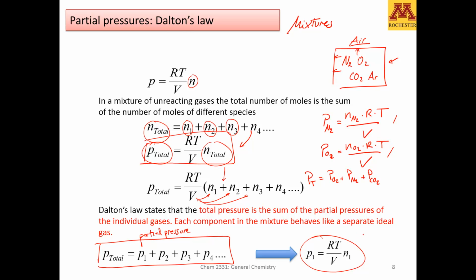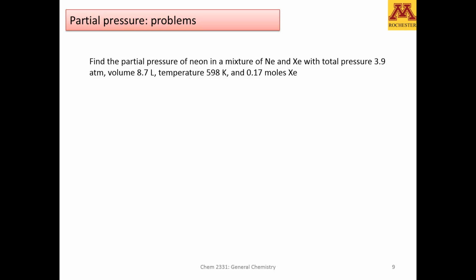So you can apply the ideal gas law to the whole mixture, but you can also apply the ideal gas law to each of the specific components, as long as you include the number of moles of that specific component. So let's solve a problem and see if this makes some sense. In this case, it's asking for the partial pressure of neon in a mixture of neon and xenon. They are all noble gases, so they're going to behave ideally. They do not interact with each other.